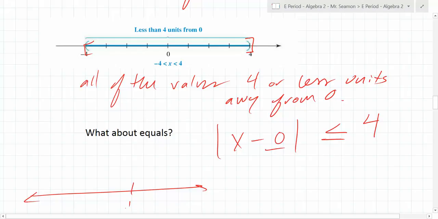If we kept the same interval, but put it around 1, what's 4 units to the left of 1? -3. What's 4 to the right? 5, right? Let's say I did hard brackets and I shaded it right here. What would that one be? X minus 1 is less than or equal to 4.